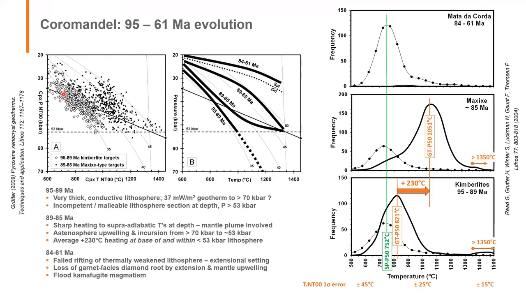Essentially, early on, you had a cold geotherm. It stopped at 53 kilobar pressure. Inside the diamond stability field, there's graphite diamond over there. A bit later on, there was sharp heating by 230 degrees centigrade at the base of and within 53 kilobar lithosphere.